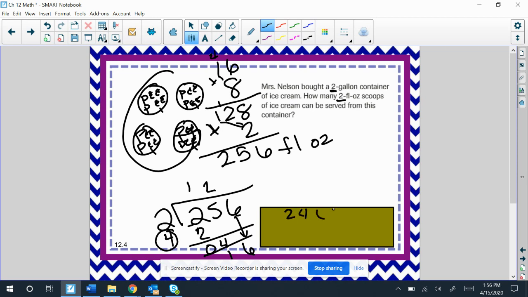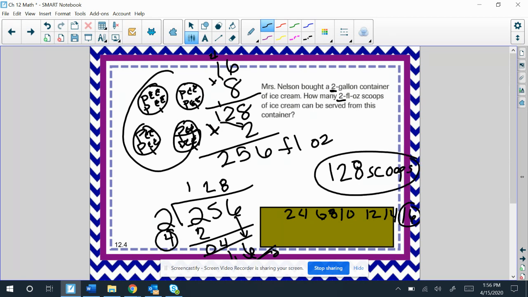2, 4, 6, 8, 10, 12, 14, 16. 1, 2, 3, 4, 5, 6, 7, 8. 8 goes up here. 16 down here. No leftovers. I am done. My answer is not 256 because that is the total. But when I split them into 2 fluid ounces, I can get 128 scoops. This was a challenge one. I hope you were able to solve parts of it, if not all of it.